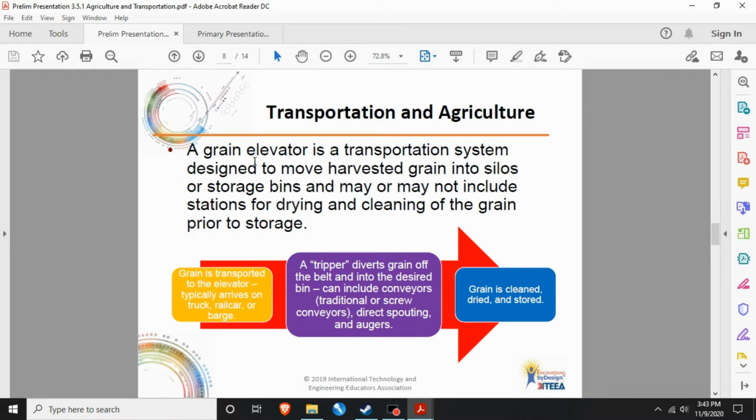A grain elevator is a transportation system designed to move harvested grain into silos or storage bins, and may or may not include stations for drying and cleaning of grain prior to storage. The grain is transported to the elevator and typically arrives on a truck, rail car, or barge. A tripper diverts grain off of the belt and into the desired bin. That can include conveyors, traditional or screw conveyors, direct spouting, and augers. The grain is then cleaned, dried, and stored.